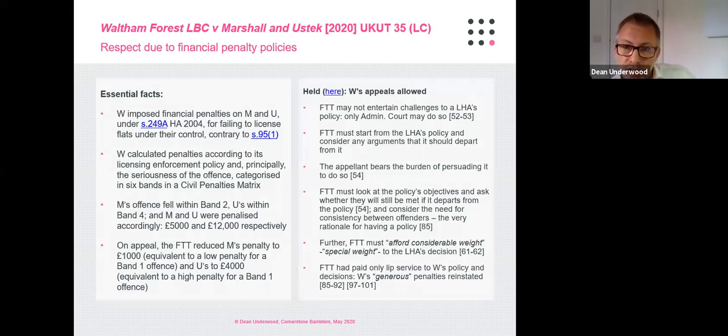In addition to that, it was held, the First-tier Tribunal must afford considerable weight, special weight, to the local housing authority's decision in each case. And the reason for that is that ultimately Parliament has given the primary decision-making function in these cases to the local housing authority. And ultimately it is best placed to know in each individual case where that offending behaviour fits within the matrix of seriousness and the matrix of penalties that it applies under its policy. In this case, as I indicated, and we argued, the First-tier Tribunal had paid only lip service to Waltham Forest policy and its decisions. The Upper Tribunal, in fact, described the penalties imposed in this case as generous, and it reinstated both of those penalties.